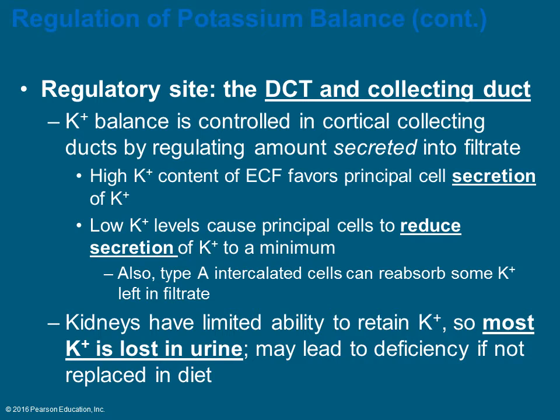The distal convoluted tubule and the collecting ducts, this is where you're going to see a lot of the control for the potassium levels. If high potassium levels or concentrations are in the extracellular fluid, you tend to see the secretion of potassium. Lower levels, you tend to reduce the amount of secretion. Secretion, remember, is happening at the site of your DCT and collecting ducts. Secretion is where you're taking it out of the blood and putting it into the formation of the urine. A lot of the potassium is lost in the urine. This can lead to deficiency levels if it's not replaced in the diet.